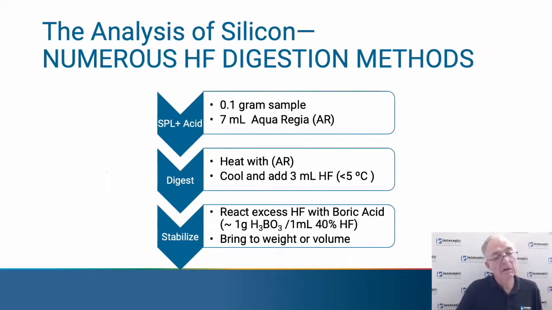Now, there are lots of different acid digestion methods, but what I've shown here is more or less a typical representative acid digestion where you're taking around 1/10 of a gram of sample, adding, in this case, aqua regia, nitric and HCl, though it doesn't have to be that. You heat the mixture, cool, add HF. You may have to heat more or not, depending, but then you react the excess HF with boric acid, and you bring to a weight or volume.